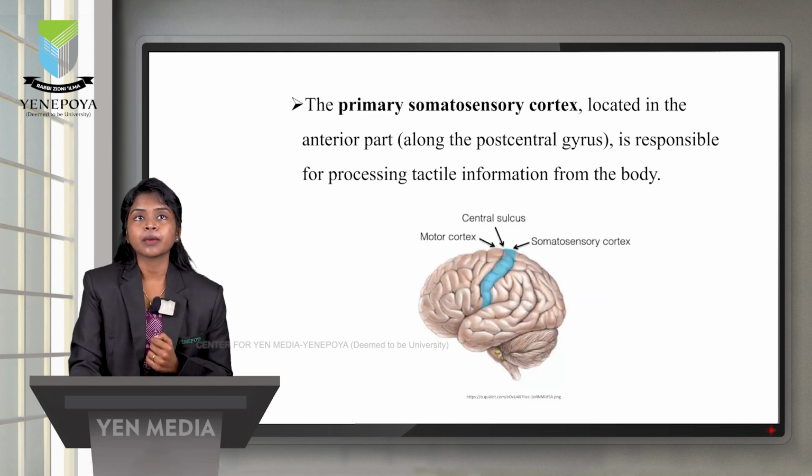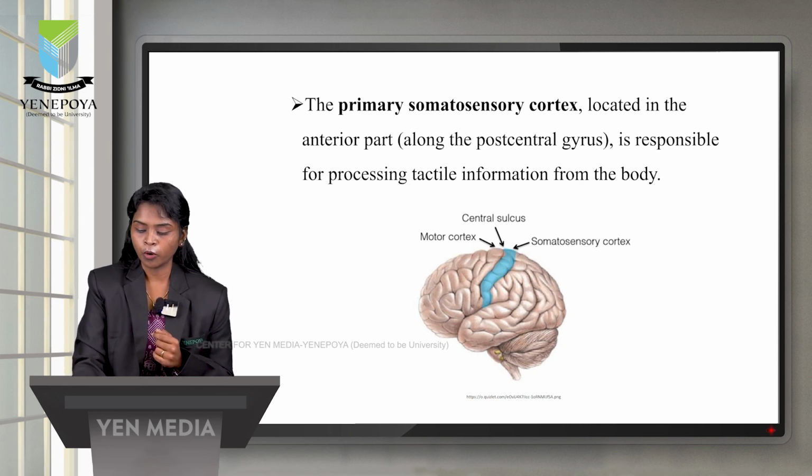The first thing is the primary somatosensory cortex. It's the major part of the parietal lobe. It's located in the anterior part along the post-central gyrus. You can differentiate it from the central gyrus in the image I have given here. It's responsible for processing the tactile information of the body.